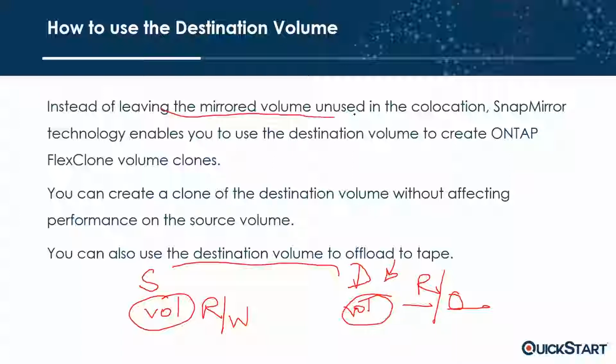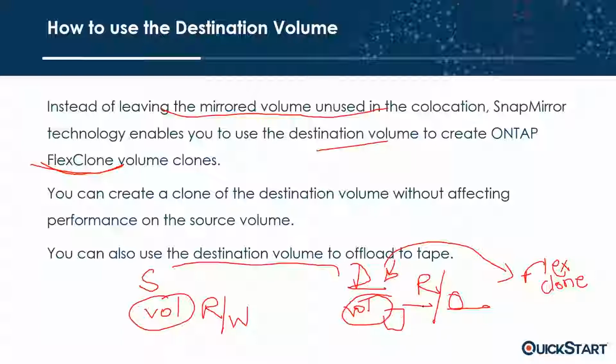So instead of leaving the mirrored volume unused, what you could do is use the destination to clone it. If you know what a FlexClone is, you can clone on the destination. A FlexClone, guys, is actually a kind of snapshot. Let's say this was the volume and this is my snapshot on the destination. I can use this snapshot as a base and create a clone. When you make a clone, it gives you read-write capabilities on that particular clone.